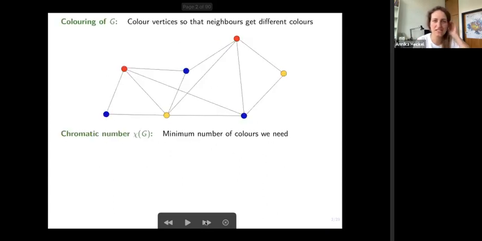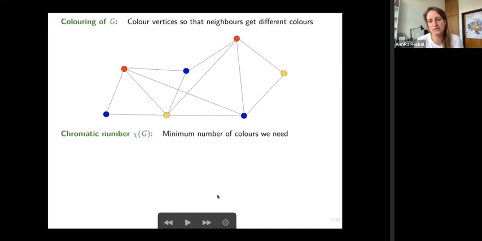I always start these talks with a quick reminder of what the chromatic number is, although I think most of you don't need this reminder. We want to color a graph so that neighboring vertices, such as this one and this one, get different colors. And the question is, how many colors do we need?